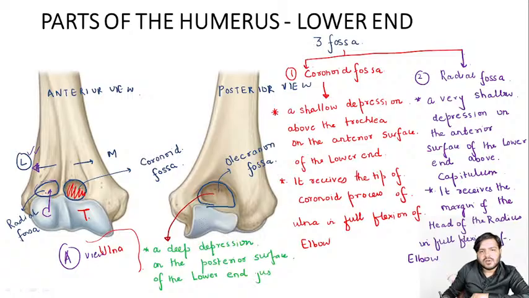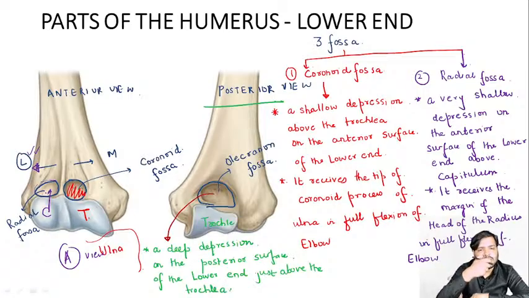जस्ट अबव द ट्रोक्लिया. ये ट्रोक्लिया है, ट्रोक्लिया क्योंकि पीछे भी कवर करता है, पोस्टीरियर सरफेस में ट्रोक्लिया मतलब पोस्टीरियरली भी कवर कर रहा है, तो जस्ट अबव द ट्रोक्लिया ऑन द पोस्टीरियर सरफेस यू विल फाइंड अ डीप डिप्रेशन just above the trochlea, and that is referred to as the olecranon fossa. Okay, now what does it do?